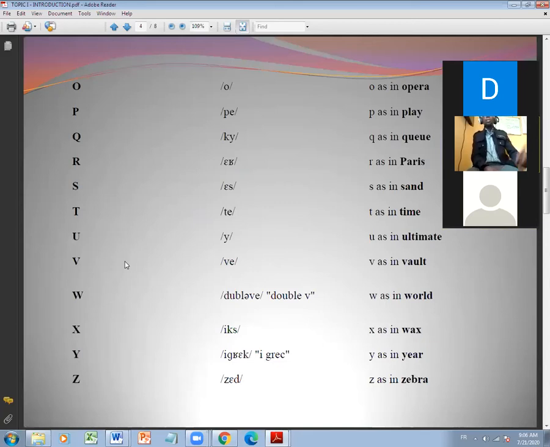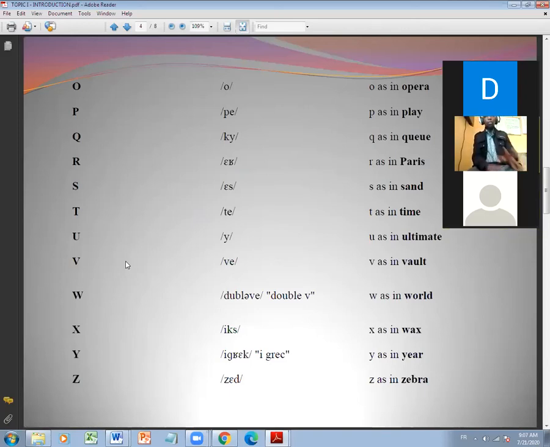So we say A, B, C, D, E, F, G, H, I, J, K, L, M, N, O, P, Q, R, S, T, U, V, W, X, Y, Z. Practice makes perfect. With time, you will be in a position to pronounce these letters without any problem, okay? So those are the French alphabet.